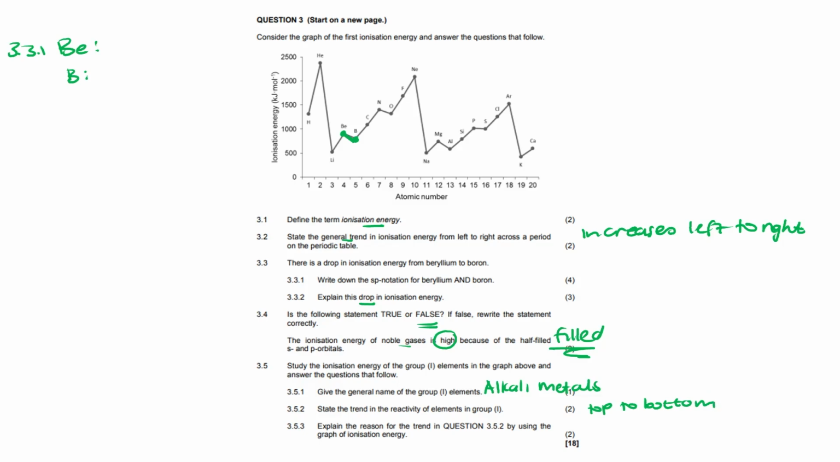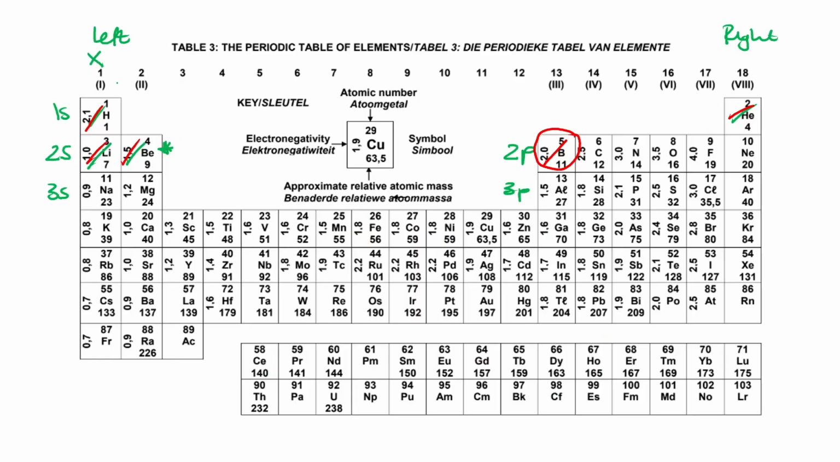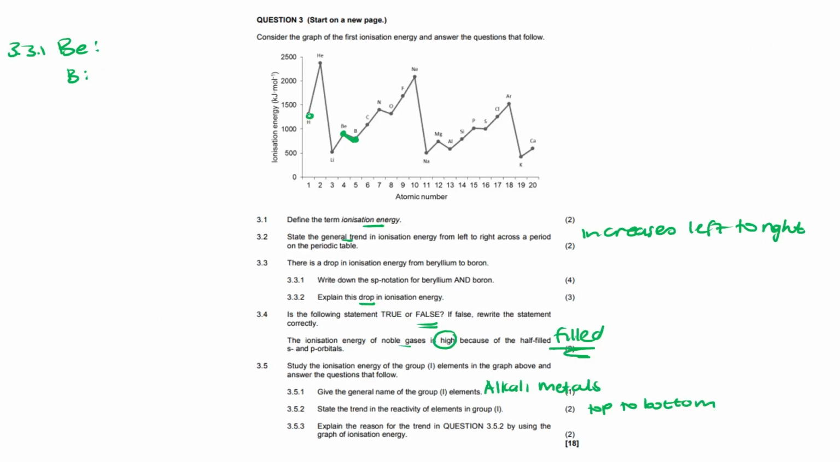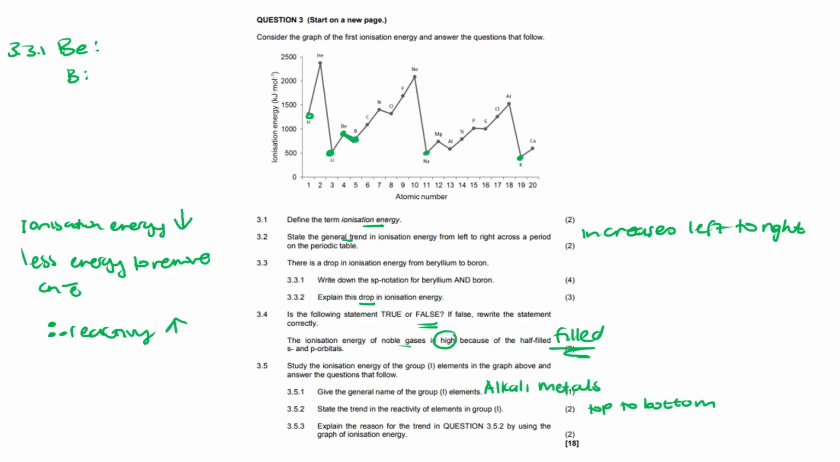Explain the reason for this trend by using the graph of ionization energy. Okay, so remember, do we see here group 1 elements? We have hydrogen, lithium, sodium, potassium. Do we see there's a decrease in ionization energy, right? So the ionization energy decreases. And when ionization energy decreases, we need less energy to remove an electron. And because we need less energy to remove an electron, reactivity therefore increases. And that is why the trend is from top to bottom.